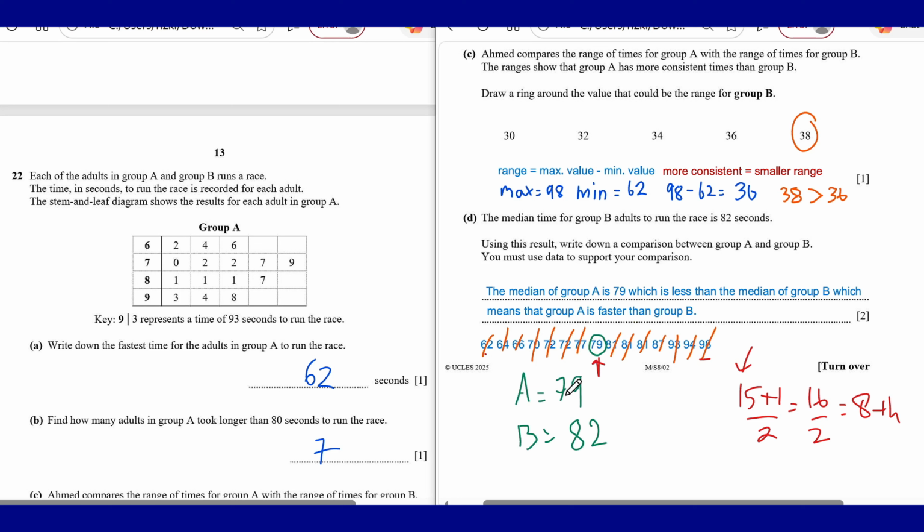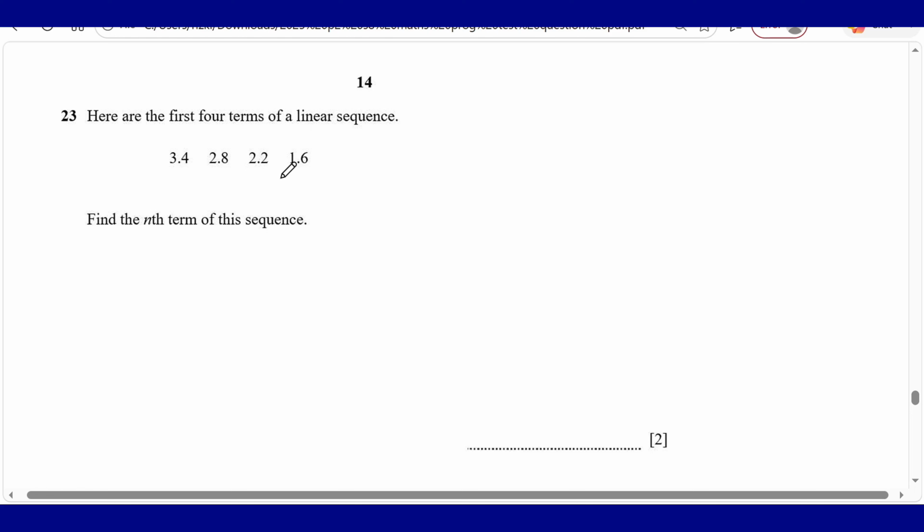If you have any question about median, please write down in the comment section. We'll reply to you with another video explaining this specific topic about the median. So that's how we compare. A's median 79 is less than B's, so A is faster. Let's move on.